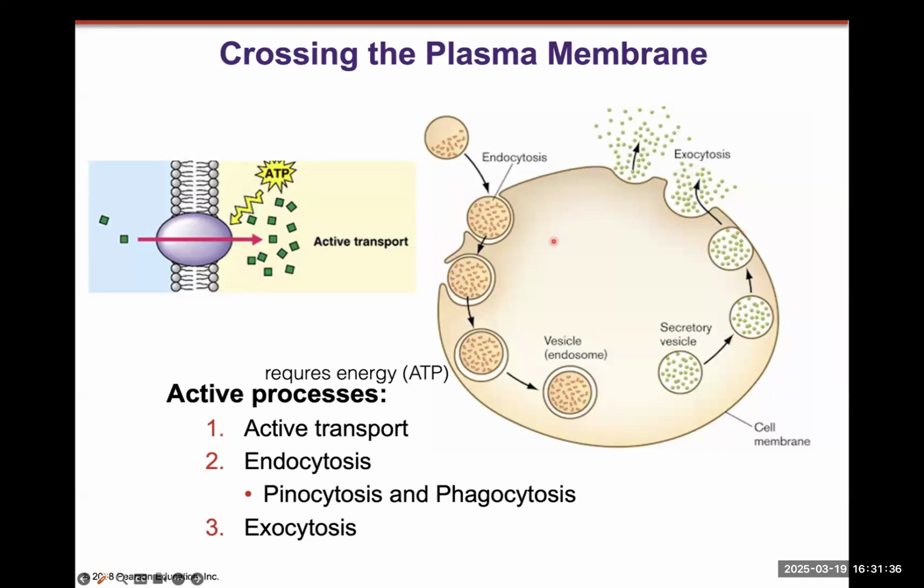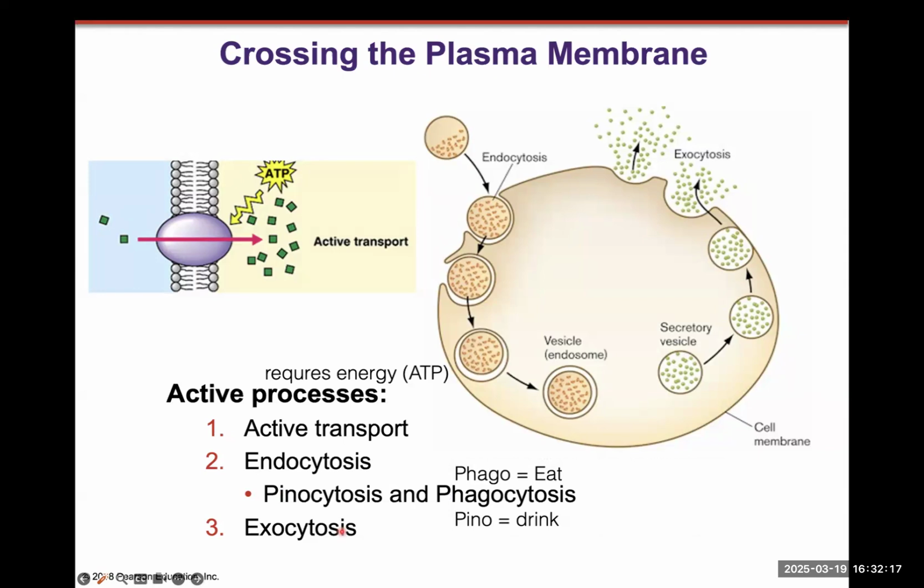So now going over here, endocytosis has two subcategories called pinocytosis and phagocytosis. The word phago here means to eat. And then the word pino means to drink. So phagocytosis is where you eat something large. So phago means to eat.